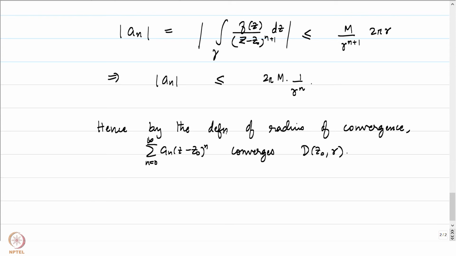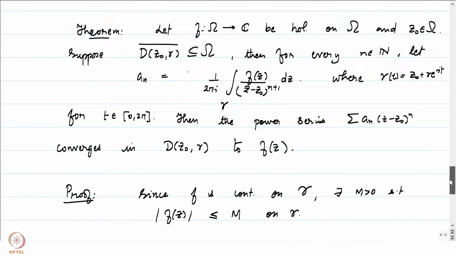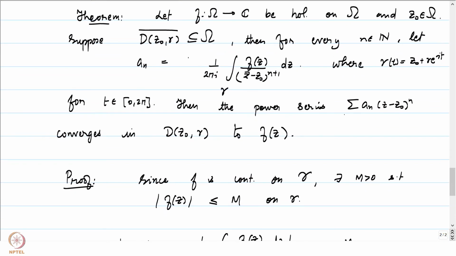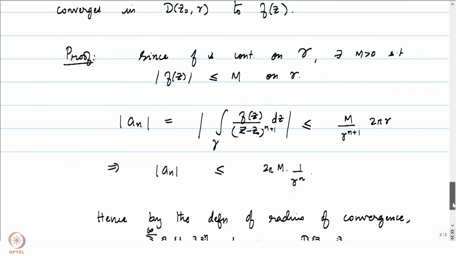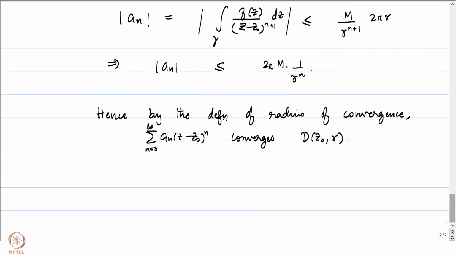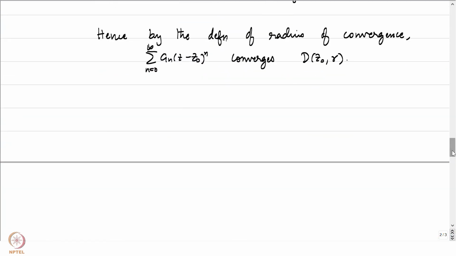So we have our candidate, the summation a_n (z − z0)^n, as an honest power series which converges in D(z0, r). Let's now see that it indeed converges to our function f(z). To do that, let's focus our attention on D(z0, r). Let w be some point in D(z0, r).